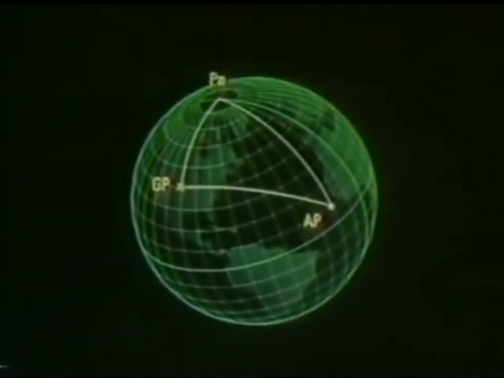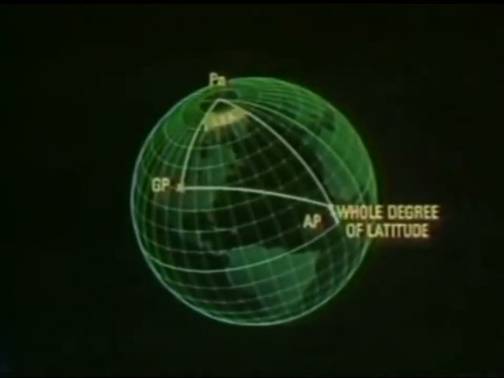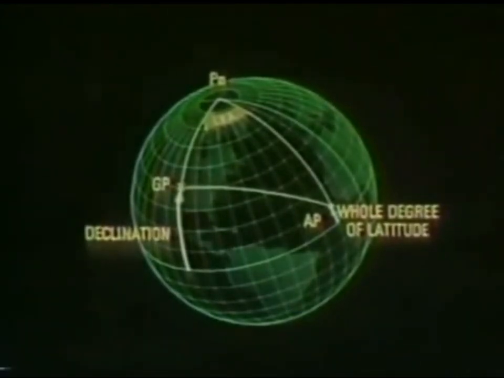Most of the computations have been done by mathematicians who have created tables designed for 3 inputs: LHA of the celestial body, whole degree of latitude of your assumed position, and declination of the celestial body. With these 3 factors, you can turn to your HO 249 sight reduction tables to find 2 important factors.